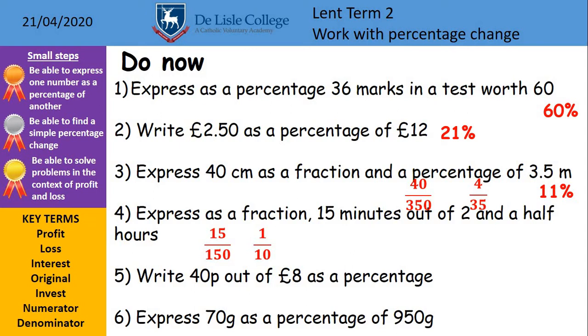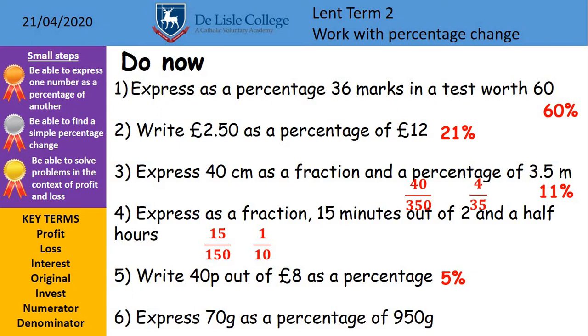Question 5, write 40 pence out of £8 as a percentage. Again, you need the same unit. So you would need to type in your calculator in your fraction key 40 over 800, because there's 800 pence in £8. This cancels to 1/20th. Multiply it by 100 to get an answer of 5%.